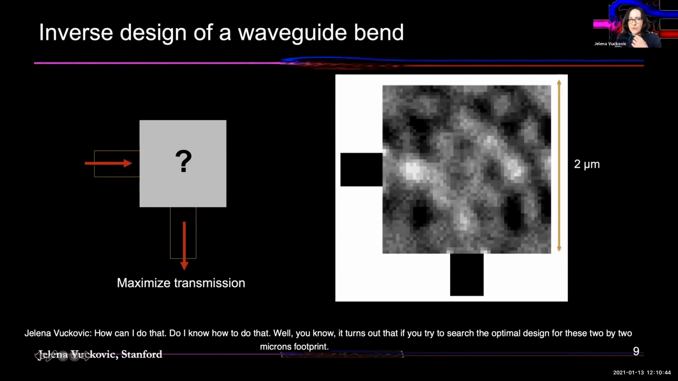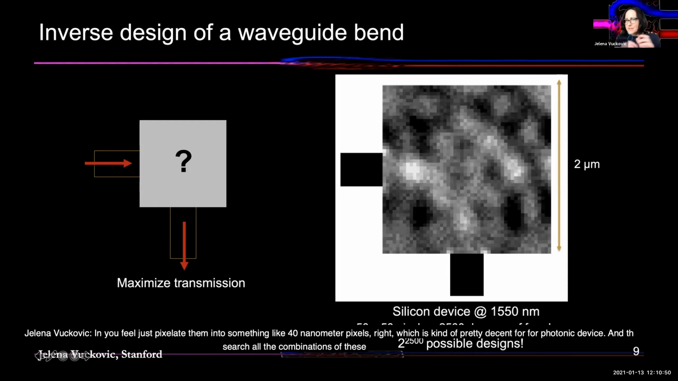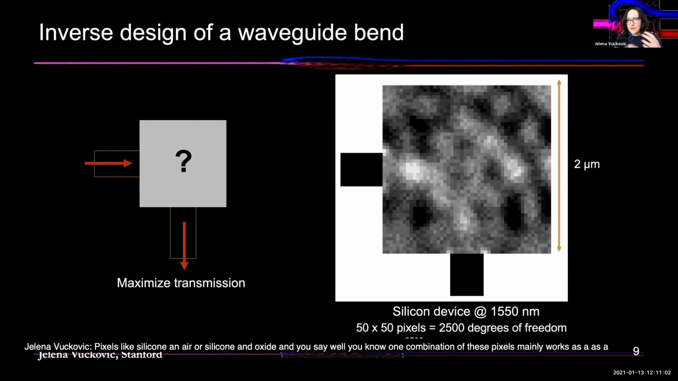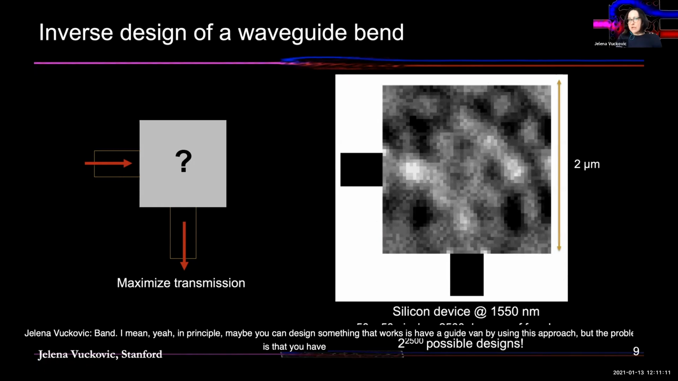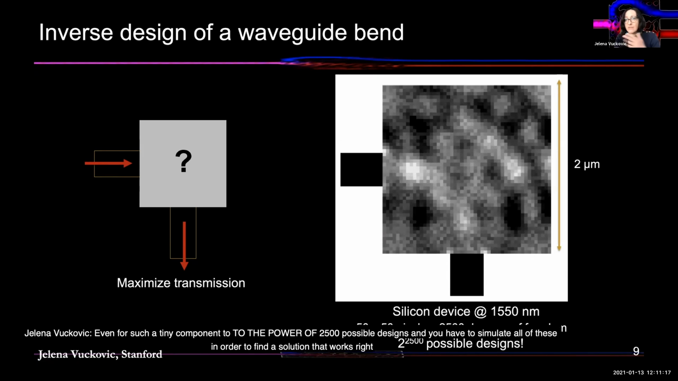It turns out that if you try to search for the optimal design for this 2 by 2 micron footprint, and you pixelate it into something like 40 nanometer pixels, which is pretty decent for a photonic device, and then you search all the combinations of these pixels, like silicon and air or silicon and oxide, then in principle, maybe you can design something that works as a waveguide bend using this approach. But the problem is that even for such a tiny component, you have 2 to the power of 2,500 possible designs. And you have to simulate all of these in order to find the solution that works, right?